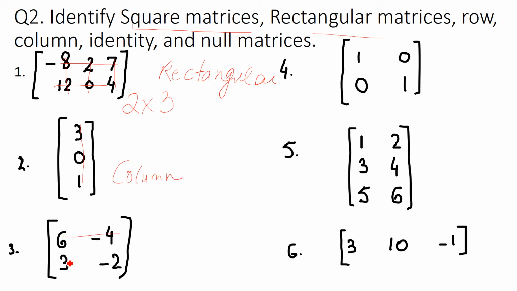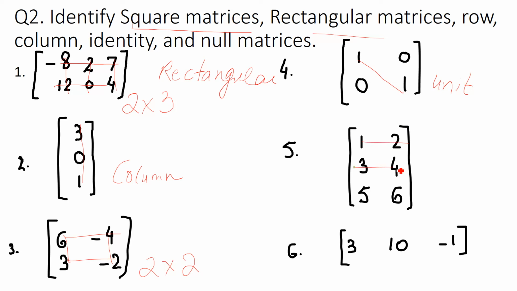This one, 2 rows, 2 columns. So this is the square matrix. This one, the first one, right? This one, diagonal entries are 1. So this is the unit matrix.